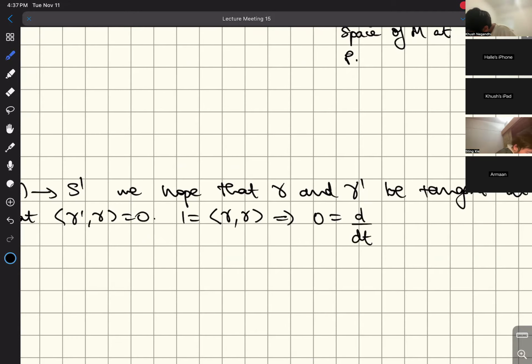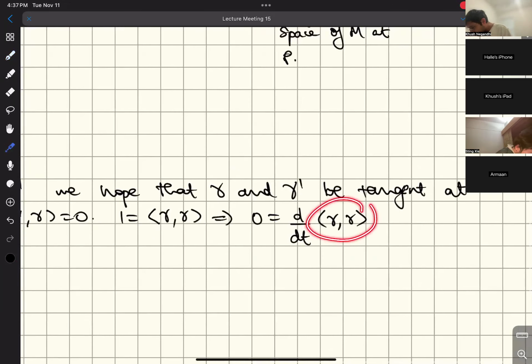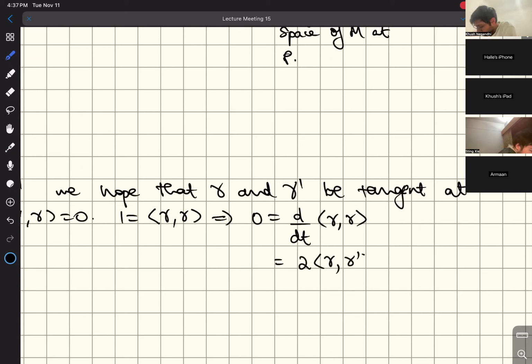d by dt of gamma dot gamma. But if you write out the definition of the inner product in this case, you'll see that it's gamma 1 squared plus gamma 2 squared. And then if you think about it a little bit more, you'll see that this is nothing but 2 times gamma dot gamma prime.